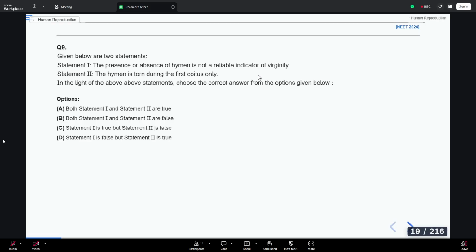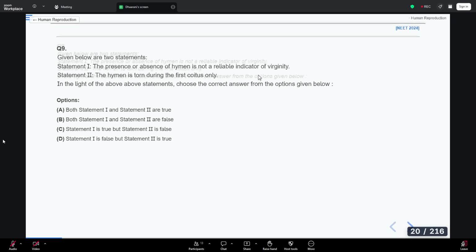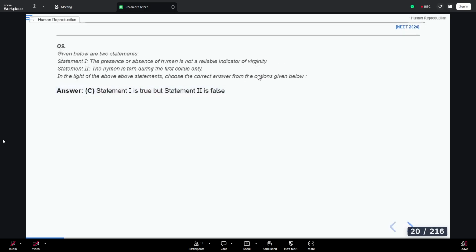Okay, let's see the answer. Option C. So statement 1 is true, but 2 is false. So it is not an indicator of virginity. It can rupture during any hard physical activities also.